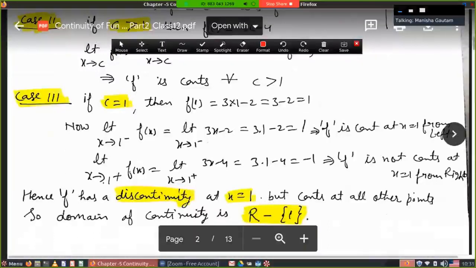Here you have to check what is the left limit, what is the right limit. The left limit function is 3x minus 2, it is already told to you. Put the value of 1 here and you're getting 1. The function is continuous at x is equal to 1 from the left hand side.